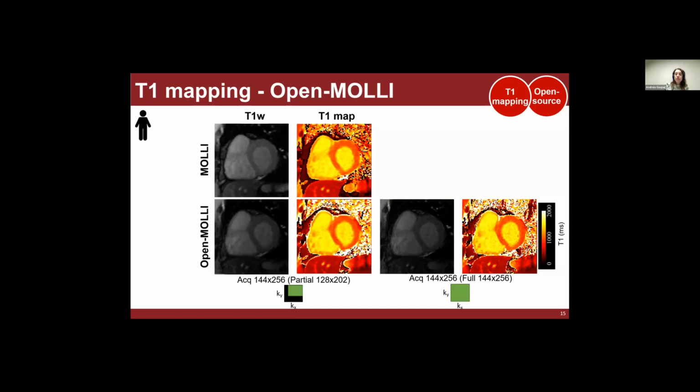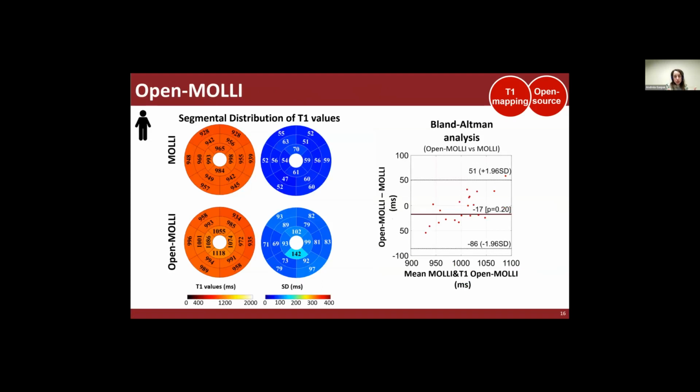So this introduces some blur, but if we exclude that part of the acquisition for both sequences, they are very similar between them. For the segmental distribution, they are also similar, although for the apex there is an overestimation for Open Molly. We think this is related to different breath hold positions that can lead to more errors, and in this case, it led to an overestimation that is also visible here in terms of the precision.